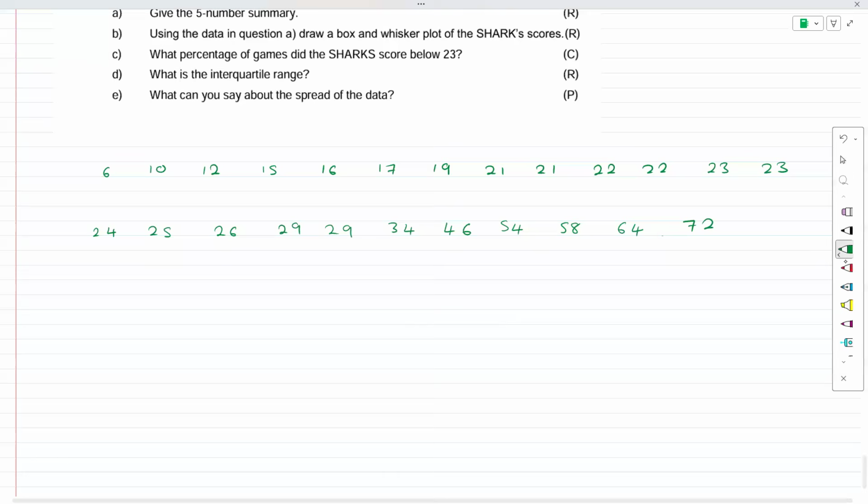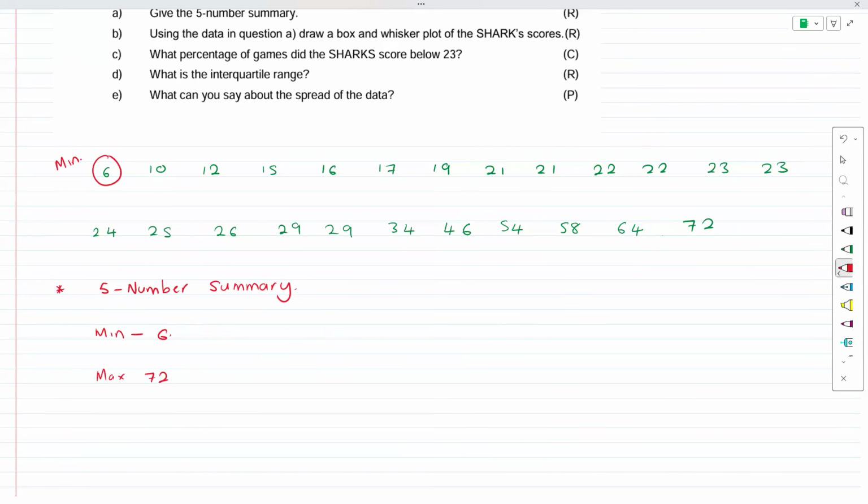Give a 5-number summary. Okay, guys. This is what I want you to do. 5-number summary. This is how we draw a box and whisker diagram. The 5-number summary, the easiest ones is the minimum, which is 6. That's the min. The maximum, which is 72. That's the max, right? The next ones are quartile 1, quartile 2, quartile 3, and quartile 4. Oh, well, there's no quartile 4, sorry.